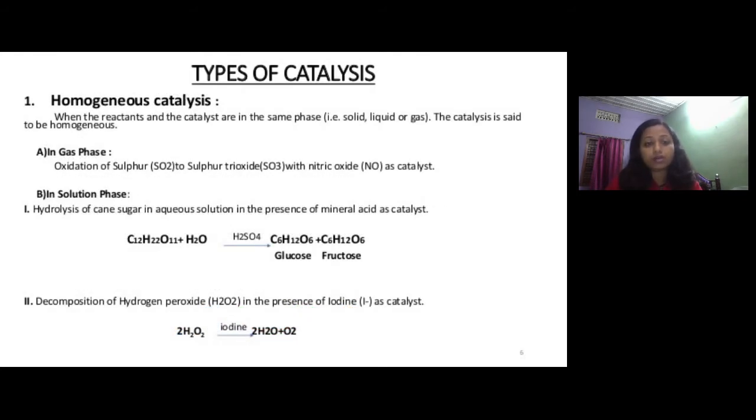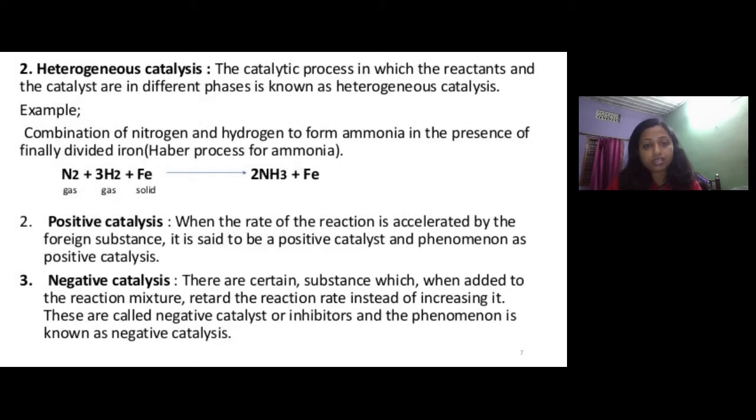Now, catalysis is divided broadly into two types, homogeneous and heterogeneous. Homogeneous means if both the reactant and the catalyst are in the same phase, then it is called homogeneous catalysis. And heterogeneous means the reactants and catalysts are in different phases.